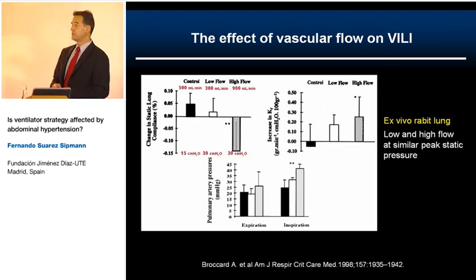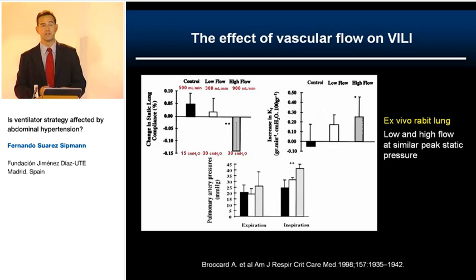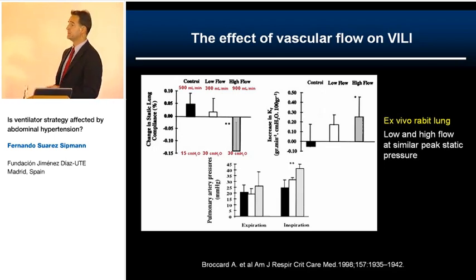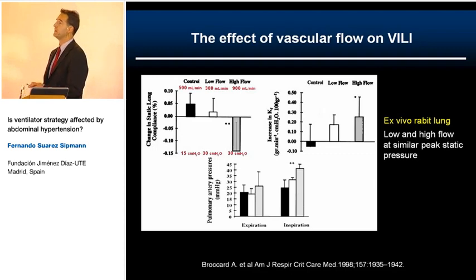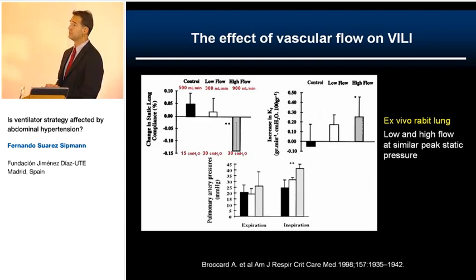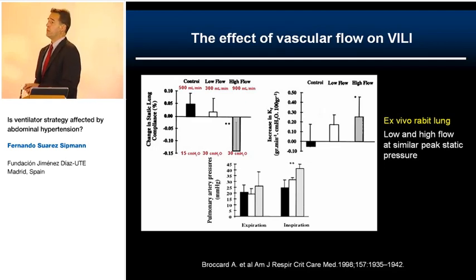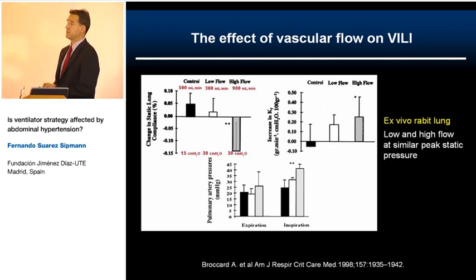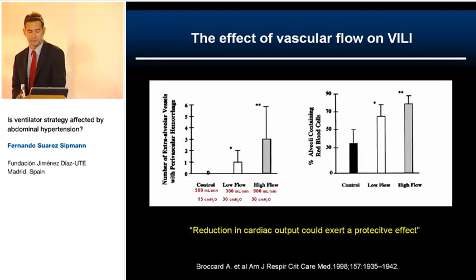Another important question to answer is: is it the flow or is it the pressure that is causing the capillary stress failure? And in this other study, they wanted to answer this question. What they did was they manipulated the flow and submitted ex vivo rabbit lungs to different flows, one below the normal flow and one above the normal flow, while maintaining the same static inflation pressures. The result was that the animals submitted to higher flow had a major decrease in compliance, a major increase in the ultrafiltration coefficient, and had higher pulmonary arterial pressure values.